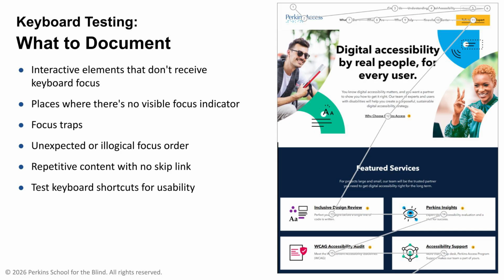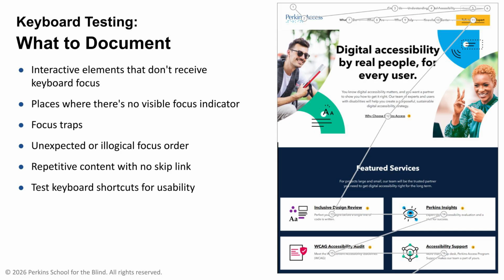Here's what you should document when keyboard testing. First, identify any interactive elements that don't receive keyboard focus. These are critical failures. Second, note places where there's no visible focus indicator or where the indicator has insufficient contrast. Third, document any focus traps. Fourth, note any unexpected or illogical focus order. And fifth, identify repetitive content that should have a skip link but doesn't.